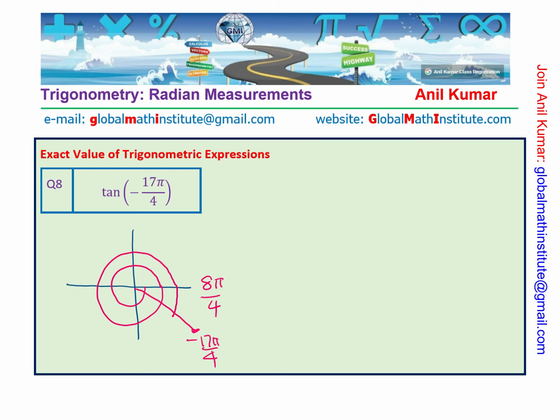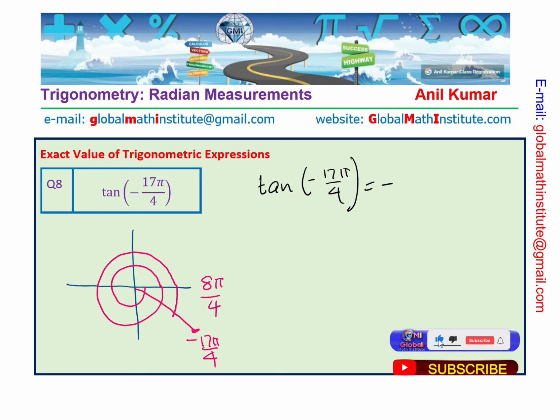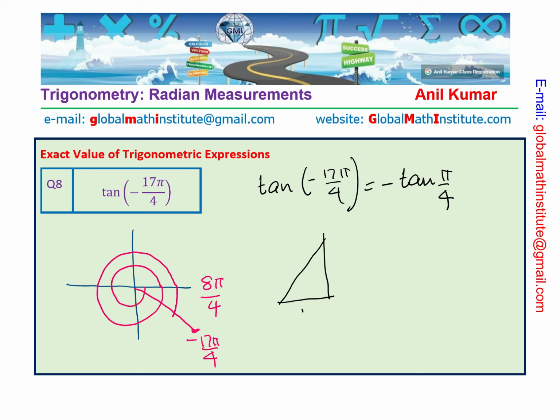Since we are in quadrant 4, the value has to be negative, correct? So tan minus 17 pi by 4 is equivalent to minus tan pi by 4. Makes sense? So the value is negative. You can draw the triangle. The sides are 1, 1 for pi by 4, right? In that case, square root 2 is the length of the hypotenuse. So it is negative 1. Perfect. So I hope the concept is clear to you.